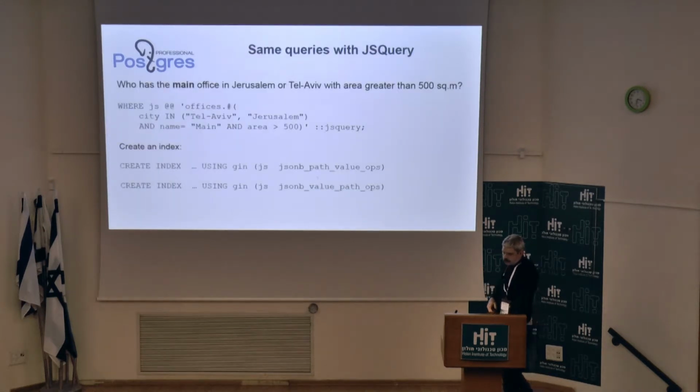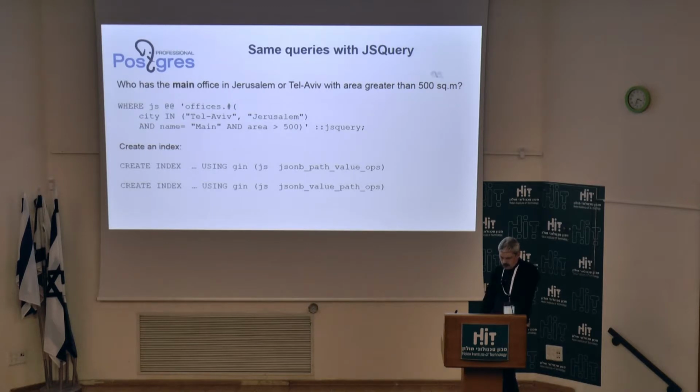Okay, so come back to our examples with offices. Main office in Jerusalem and Tel Aviv with area greater than 500 square meters. You can write it in JSON, in JSQuery. And this is the query from here to here. So it contains the greater operator, it contains, and so on.